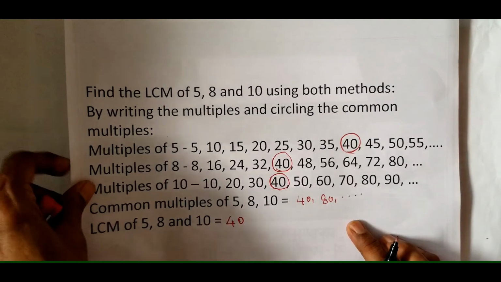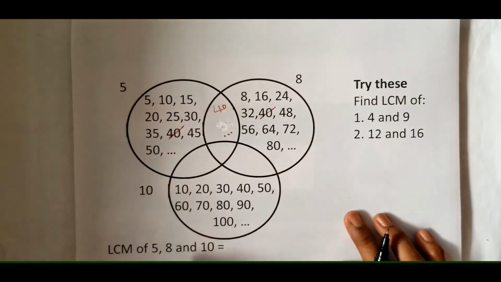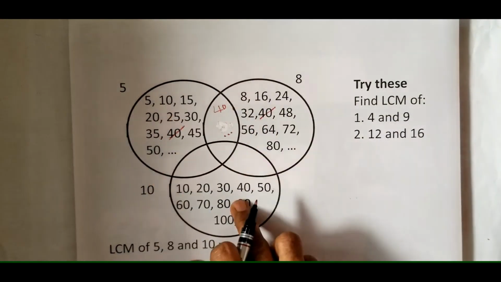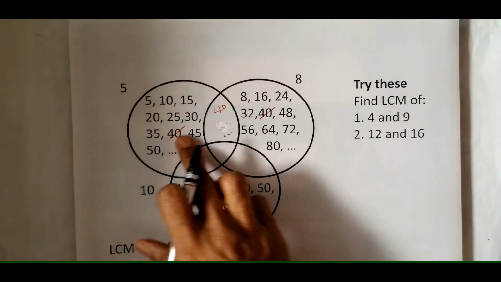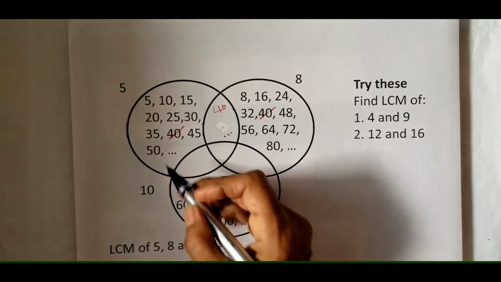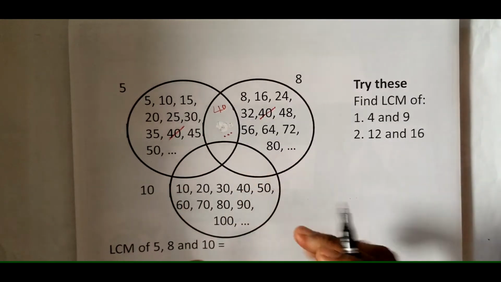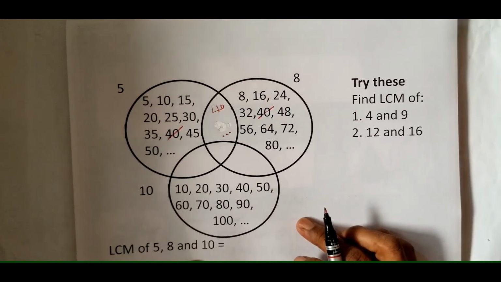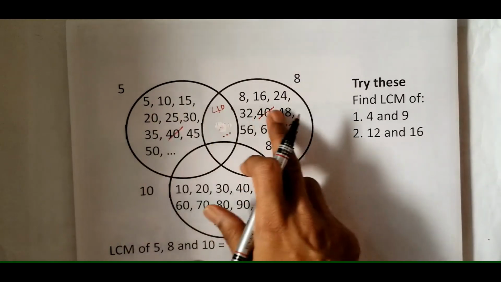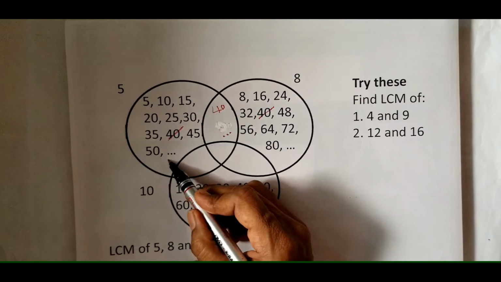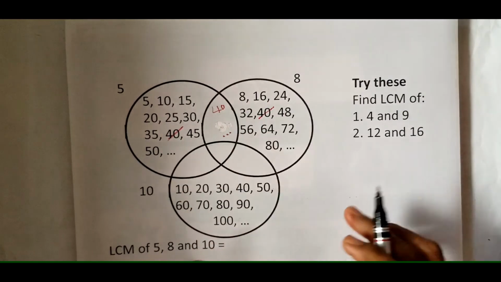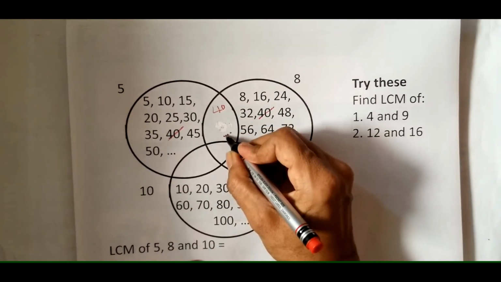Now let us do it by the other method, that is the circle method. Now you can see I have drawn 3 circles here for 5, 8 and 10. I have written the multiples here inside and I put dots because they are infinite. Now let us see the common multiples. Between 5 and 8 the common multiple is 40. Then it will be 80, but I have not written here. So I am going to just write 40 here and so on.